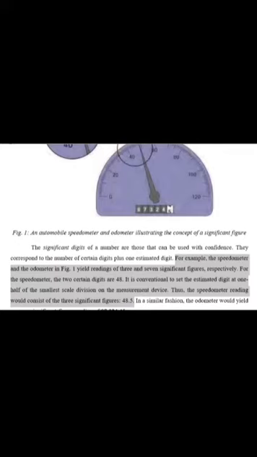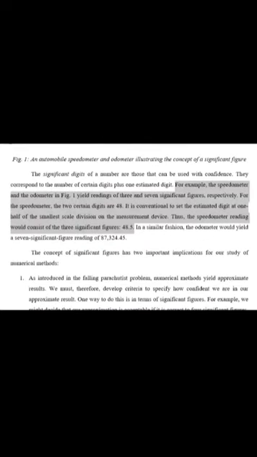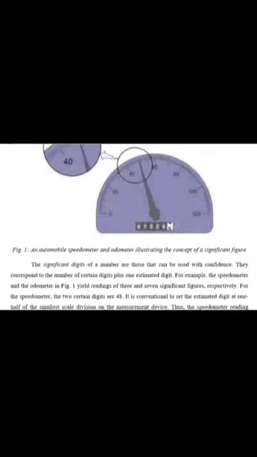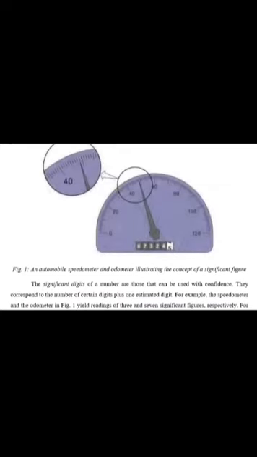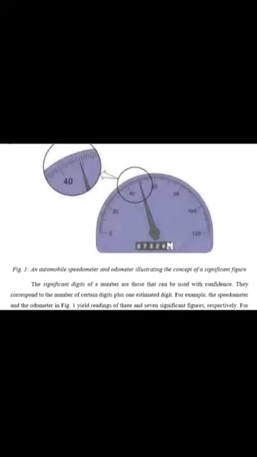So ibig sabihin nito is, di ba, we are sure na the speedometer reads between 48 to 49. So let's say 48, okay? So that is the two certain digits. Tapos conventional daw, or it's better to estimate the approximation or the significant digit by dividing this division into half. So we will arrive into a reading of 48.5.